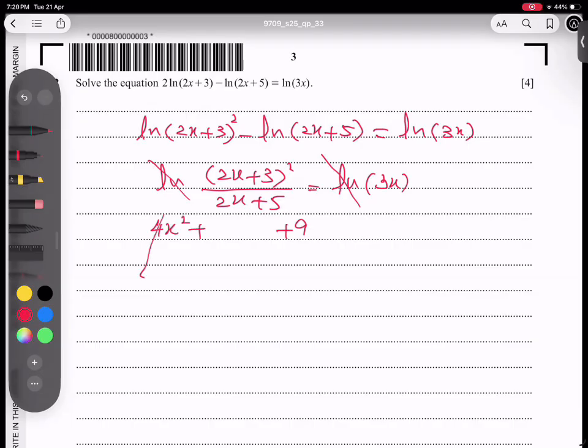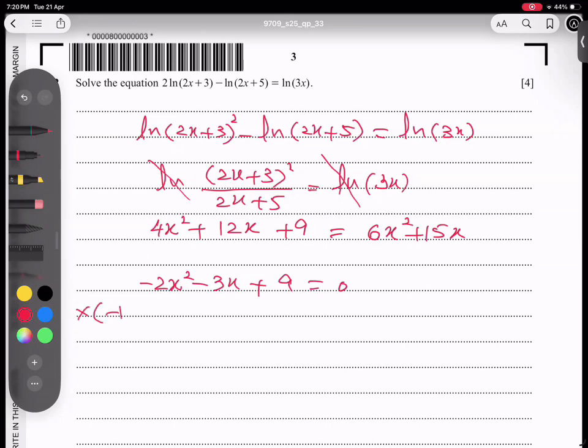In the middle, 2 into first term into second term. So 4 3s are 12x. Here this 2x plus 5 will multiply with that. So we got 6x to the power 2 and plus 15x. Okay, I can bring all values to the left side. I'm getting negative 2x squared, negative 3x and plus 9 is equal to 0.